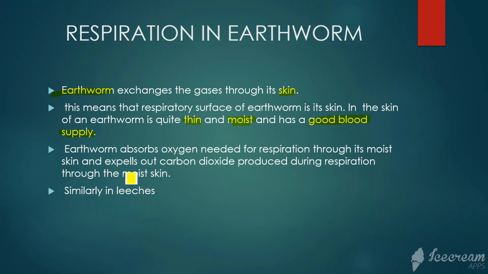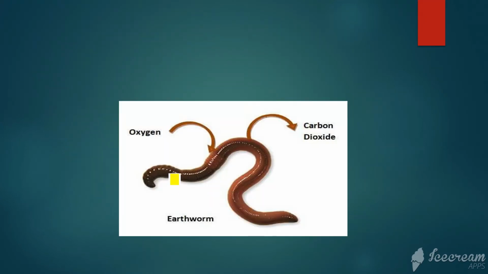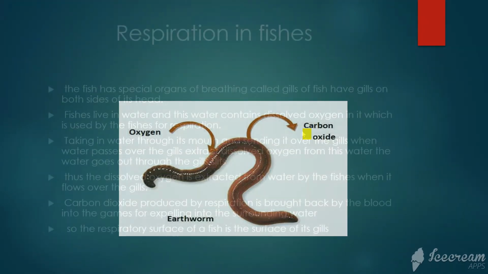थ्रू इट्स मॉइस्ट स्किन. सिमिलरली इन लीचेस, अर्थवर्म हमने पढ़ लिया, अर्थवर्म के जैसा respiration through moist skin happens also in leeches. This is an earthworm. इसकी पूरी skin surface, large surface area है, वहाँ पूरे surface area से oxygen diffuse in होगी, मतलब body के अंदर oxygen absorb होगी, and after respiration carbon dioxide will be thrown out.